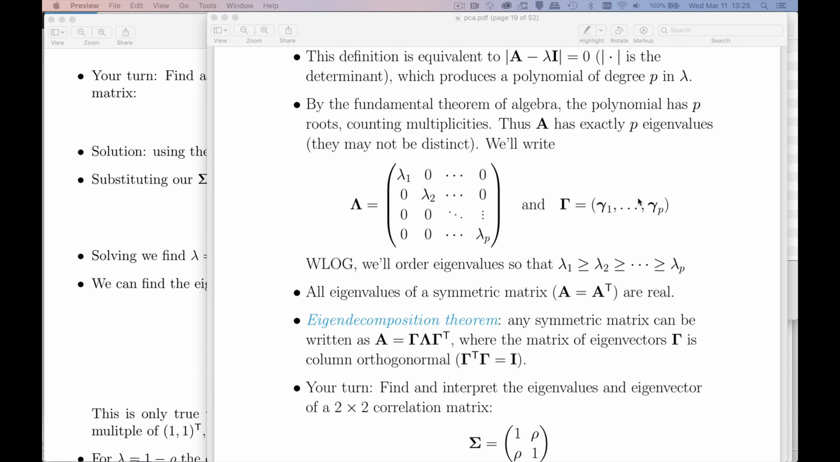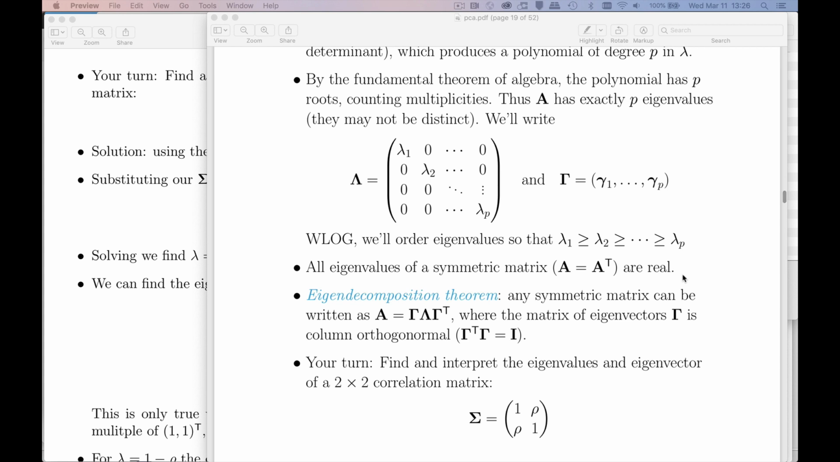The way we've been writing our eigenvalues and eigenvectors is, there are going to be p eigenvalues, so we'll store those in a diagonal matrix, capital lambda. And then this matrix gamma is a P by P matrix of eigenvectors, where the columns are the different eigenvectors. Without loss of generality, we always order this in descending order of our eigenvalues. So the largest eigenvalue will always come first, and the smallest eigenvalue will always be last.